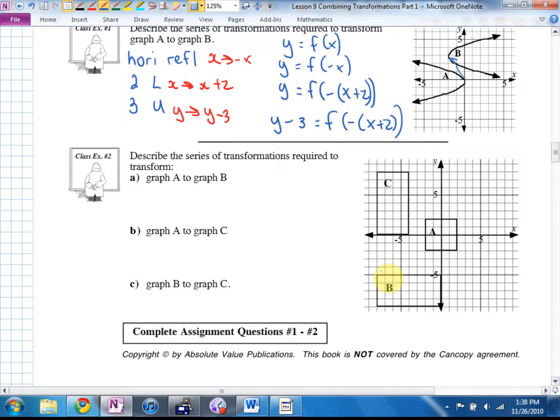Example 2. It says, describe the series of transformations required to transform graph A to graph B. All right. First thing I look for is expansions, compressions, in that order. How wide is graph A? How many squares? 4. How wide is graph B? How many squares? Horizontal expansion by 2. They've replaced x with 1/2 x.